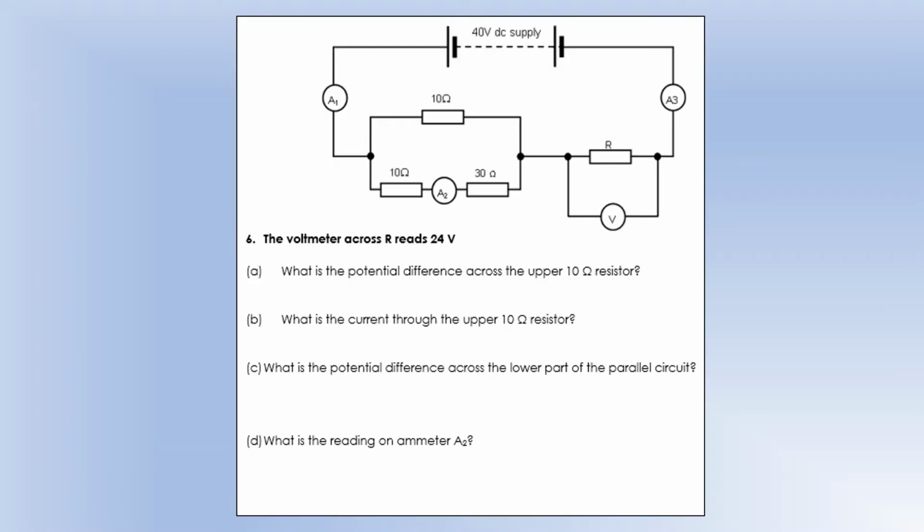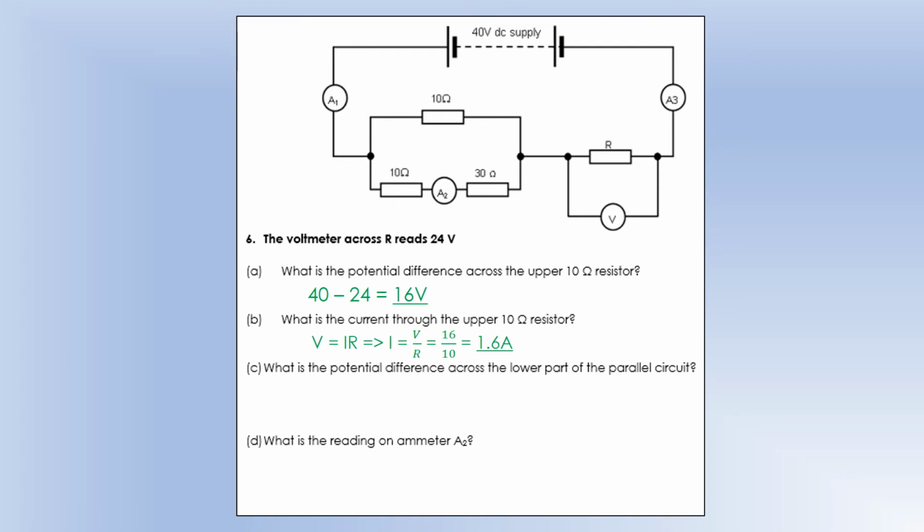Okay, so we've got a circuit here and it tells us the voltmeter, which we can see on the bottom right, reads 24 volts, and we've got a 40 volt EMF source. So the potential difference across the 10 ohm resistor must be 40 minus 24 gives us 16 volts. So what's the current going to be through that resistor? Well, we can use V equals IR, rearranged. We know the potential difference is 16, we know the resistance is 10, so we get the current 1.6 amps.